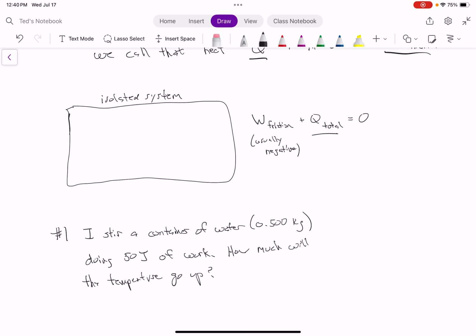Now, the only exception is if we have some sort of work happening inside the system, like friction. And friction usually does negative work. So if friction does negative 50 joules of work, then the Q has to go up by 50, because when you do work, you take kinetic energy and convert it into thermal energy. And so we've gained thermal energy, and that shows up as Q.